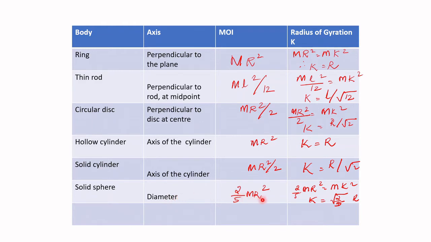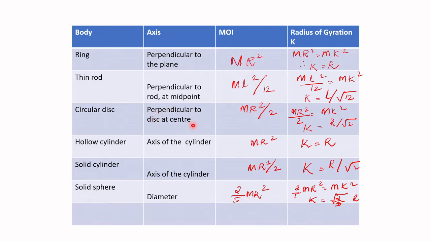And for each of these bodies, like ring, circular disc, hollow cylinder, solid cylinder, if we take the axis not as the central axis but through the diameter, then each of these values will be divided by 2. For example, if a ring's rotation is about the diameter of the ring, then its moment of inertia will be mr square by 2.